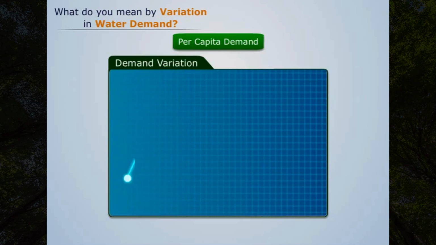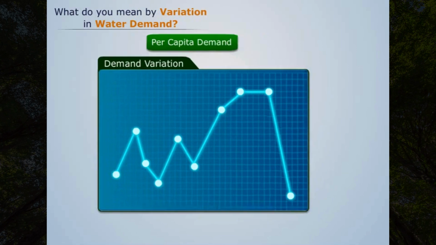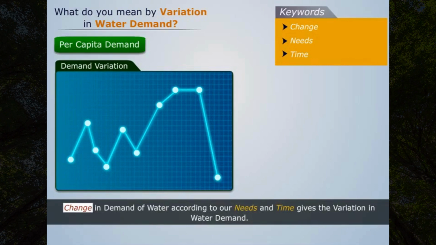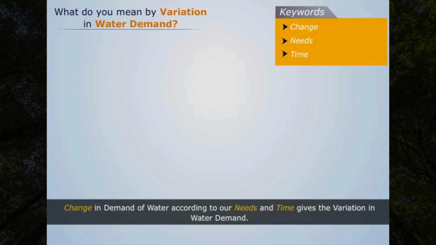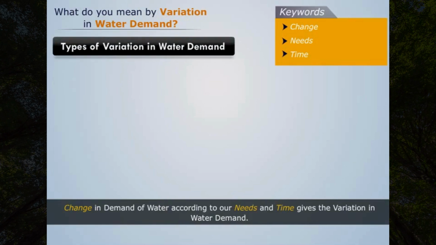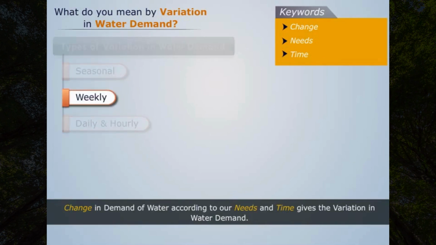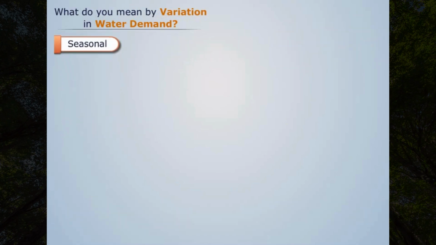As the demand varies from season to season, day to day, and even hour to hour. Thus, we can say that change in demand of water according to our needs and time gives the variation in water demand. Now, let us discuss the classification of variation in water demand. The variation of demand can be mainly classified into three categories: seasonal variation, weekly variation, daily and hourly variation. Firstly, we'll study about seasonal variations.